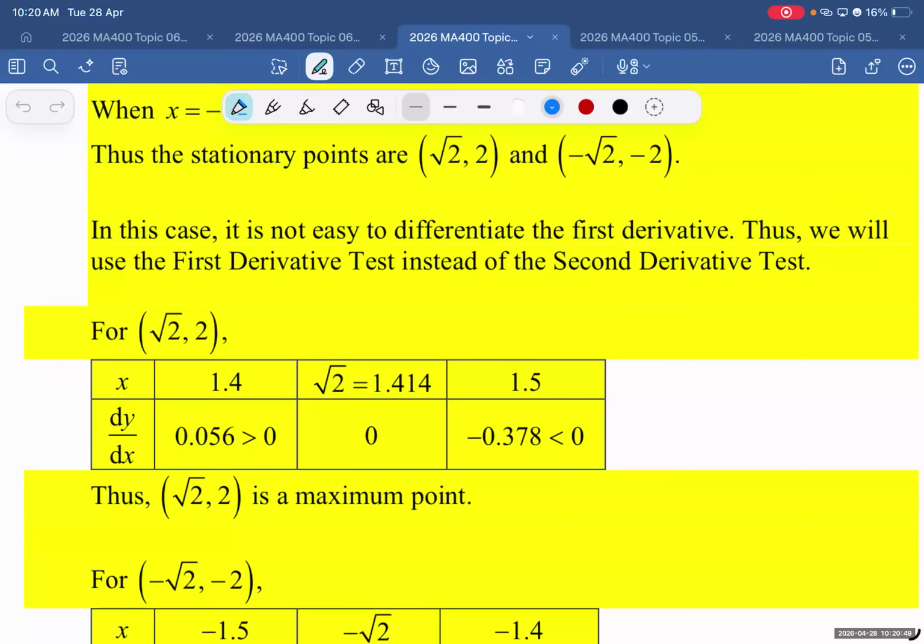What if someone thinks that it's easy to differentiate the first derivative? Then you try lor. But you can see, right? It's difficult, right?